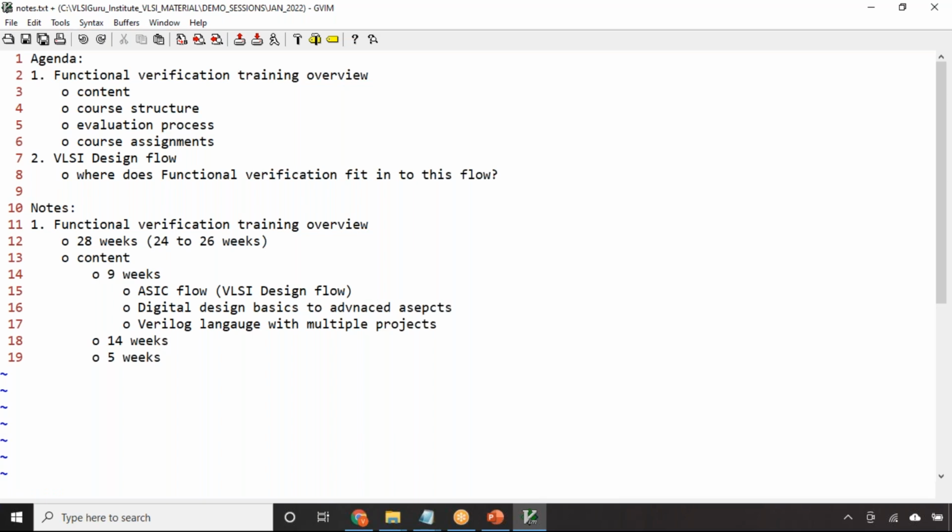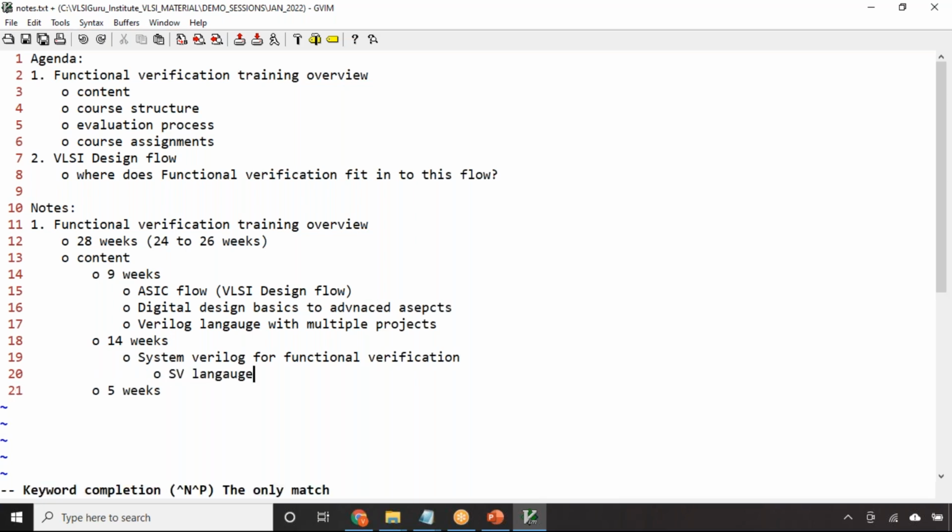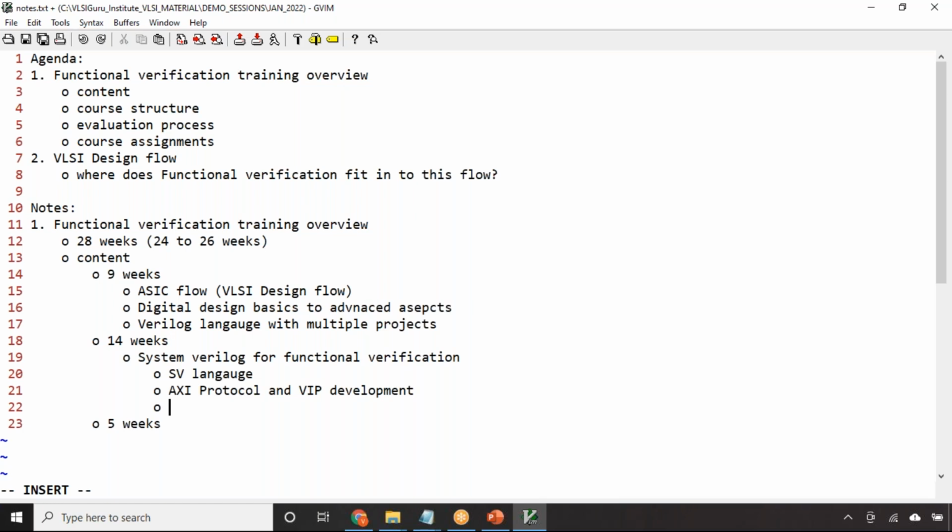Once it is done, the next 14 weeks will be majorly focused on SystemVerilog for functional verification. Here itself, we learn multiple things: the SystemVerilog language, the AXI protocol and VIP development, and one main project, DMA controller verification, or Ethernet MAC, or universal memory controller, etc. There are multiple such projects. One of such projects we will select and do.